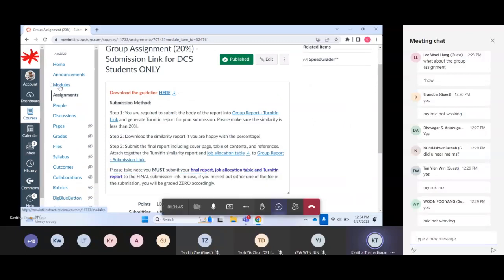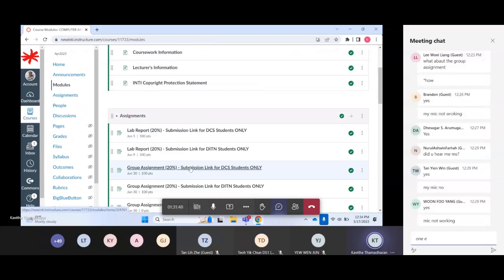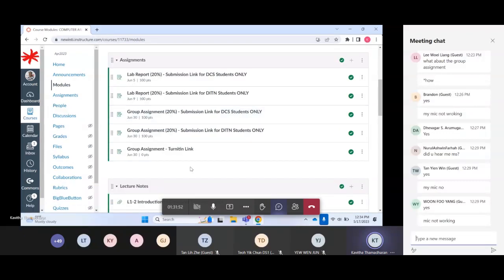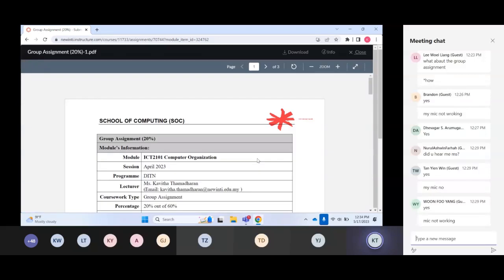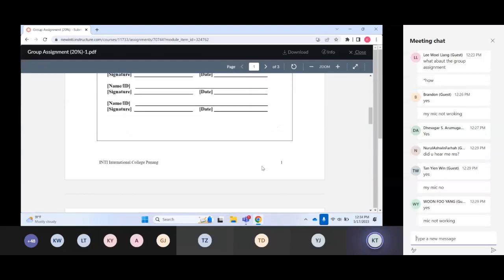Is there any question on this? Only one student needs to submit representing the group. So no need for everyone to submit, only one student. Okay, so let me check the DITN student link also, just to check. Is this a group assignment? Yes, this one is correct.